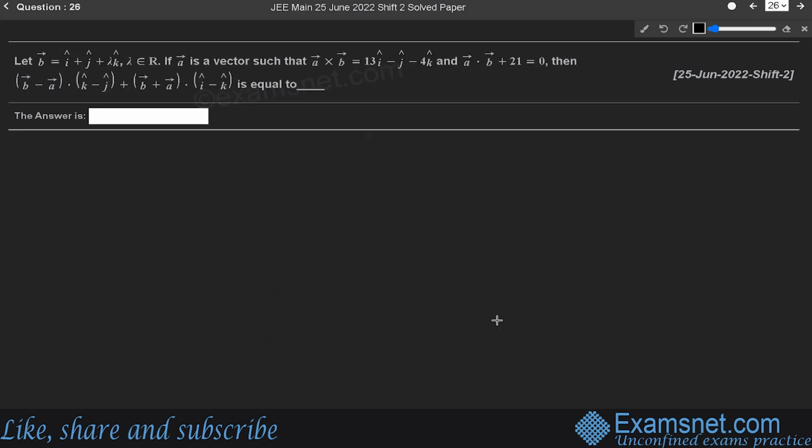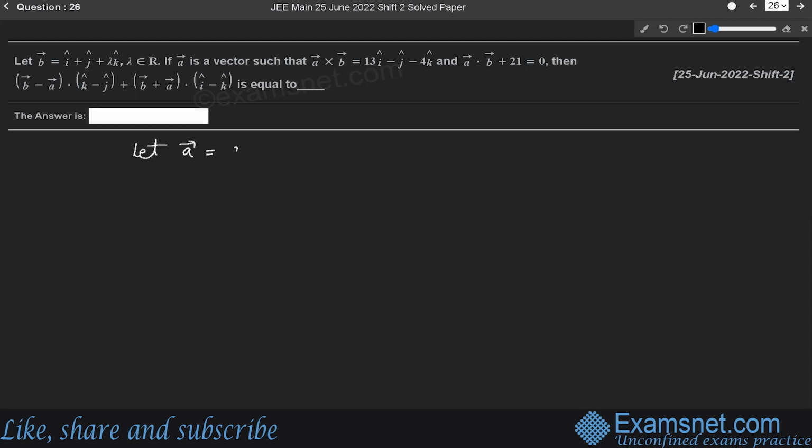Moving on to the next question, let B vector be equal to i plus j plus lambda k, where lambda belongs to R. If A vector is a vector such that A vector cross B vector is equal to 13i minus j minus 4k, and A vector dot B vector plus 21 is equal to 0, then (B vector minus A vector) dot (k minus j) plus (B vector plus A vector) dot (i minus k) is equal to.